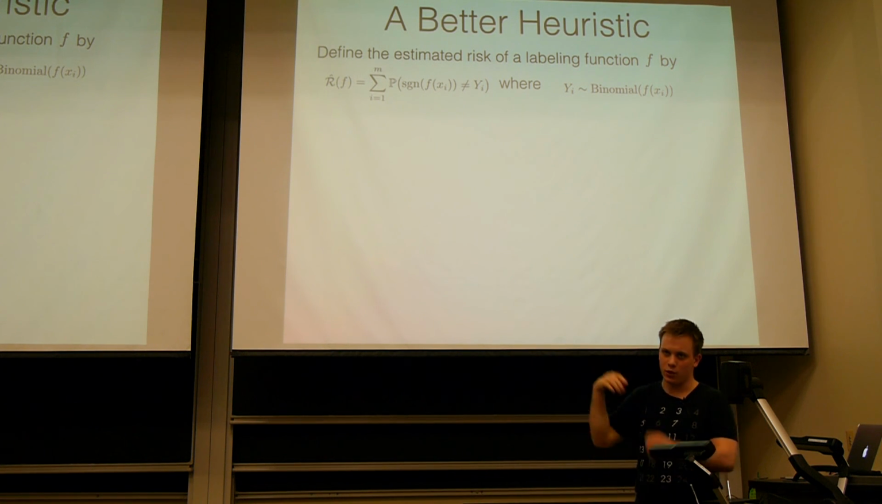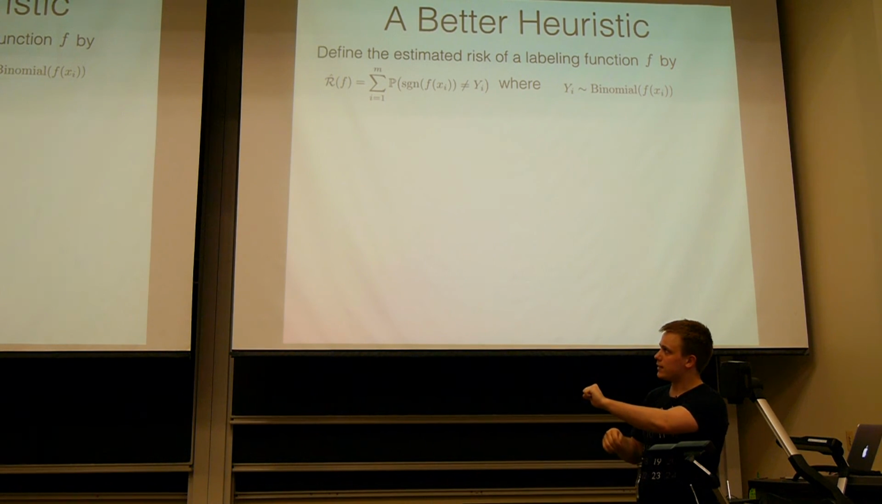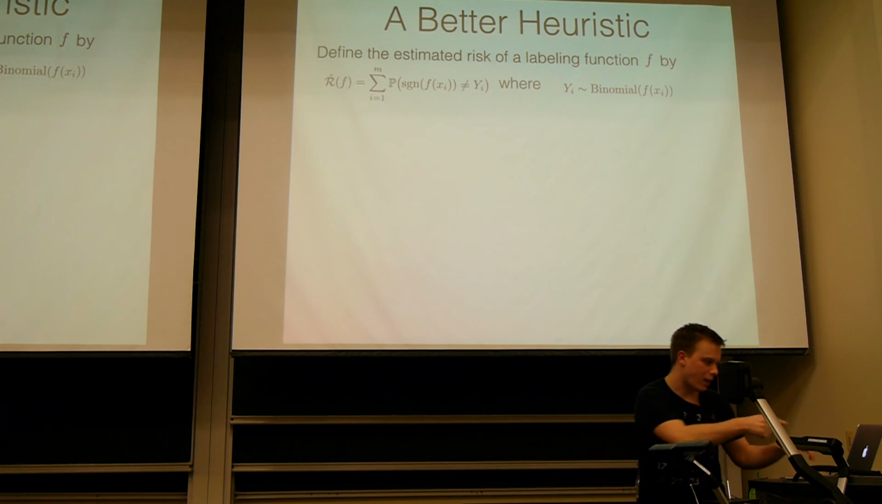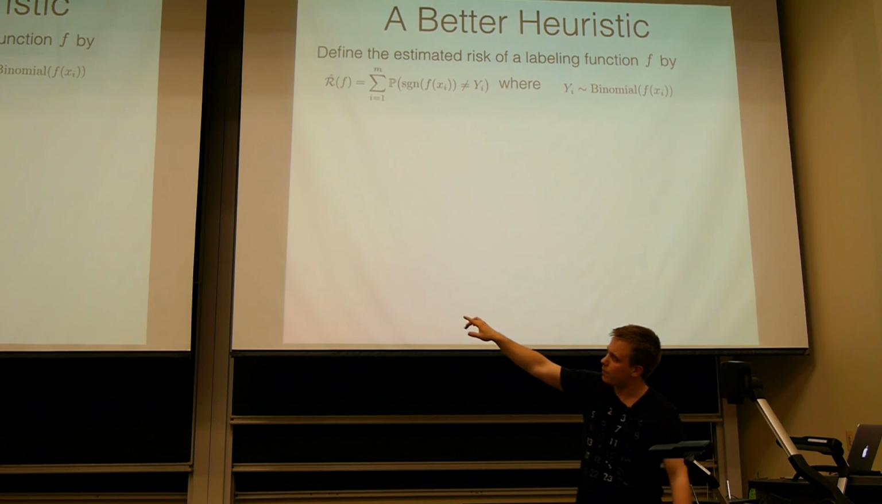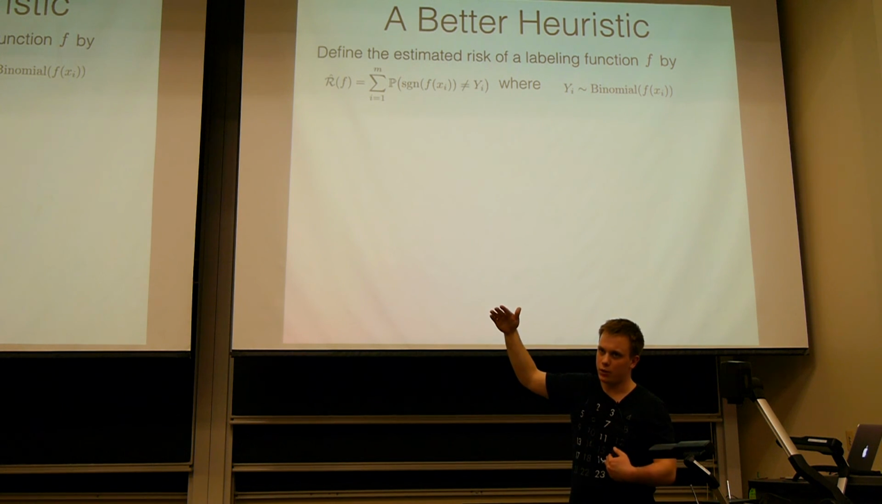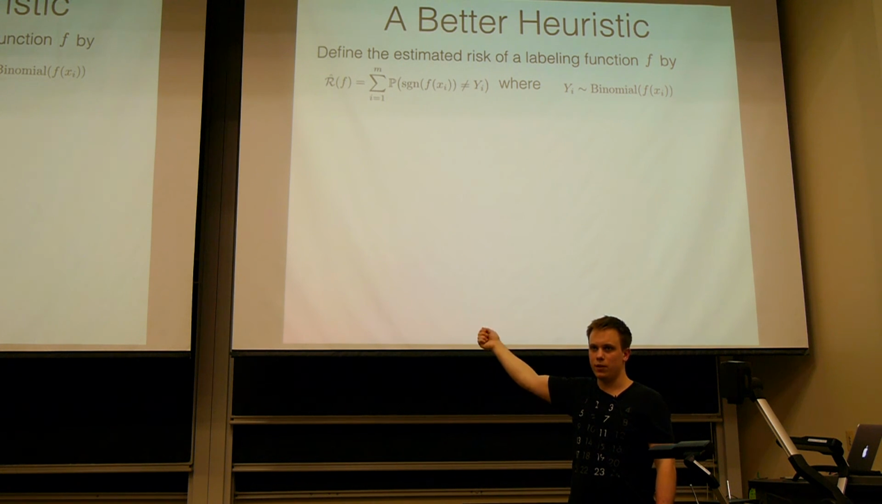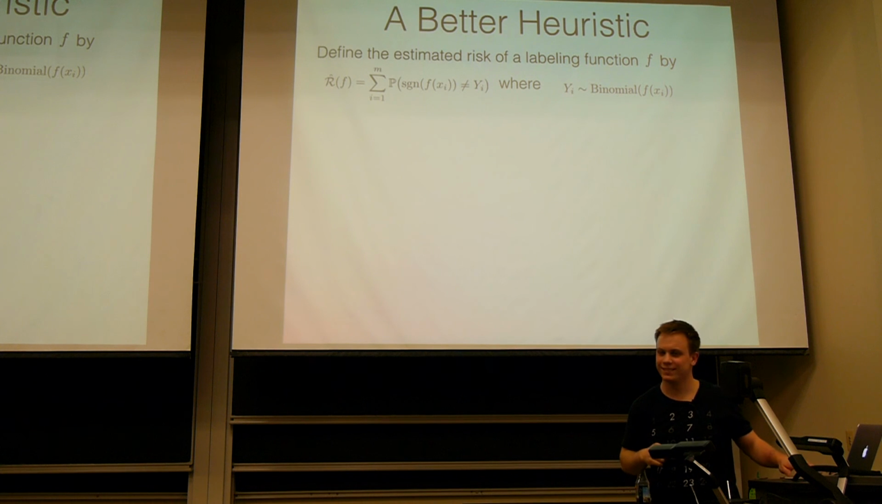So what this is saying is, for each node, imagine that the true label of that node is going to be 1 with probability f(xi) and 0 with probability 1 minus f(xi). I'll fix this in the slides before we post them. So my estimated risk is just the total probability, summing over all nodes, that my thresholded version doesn't match the thing sampled from that Bernoulli distribution.